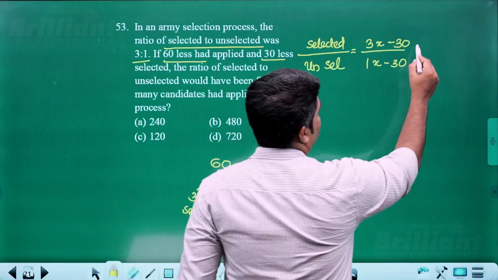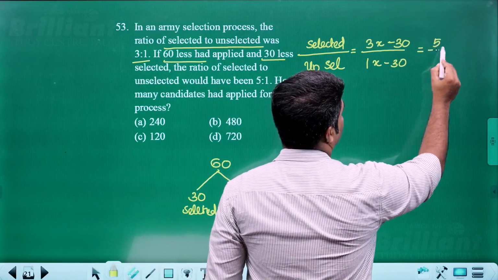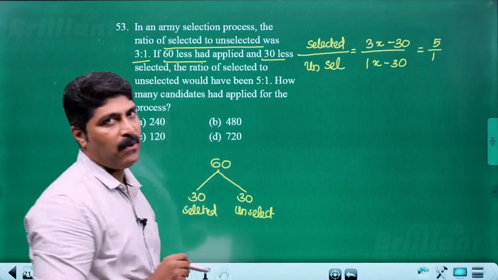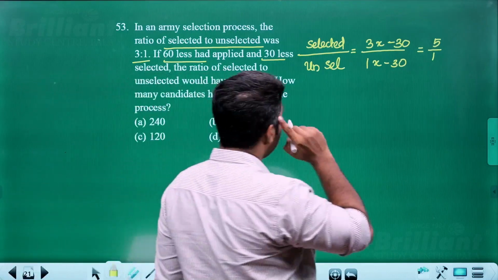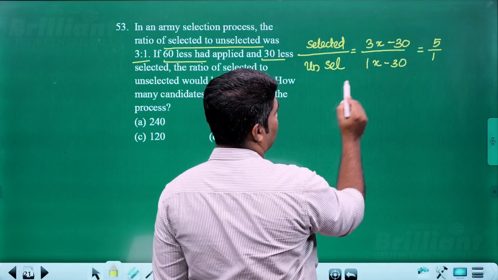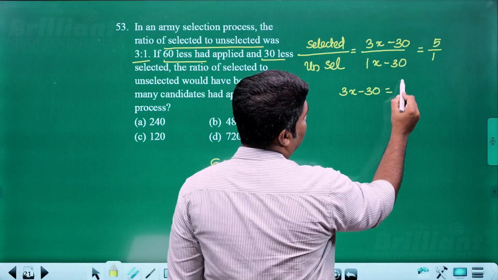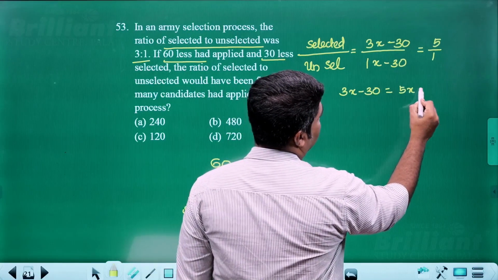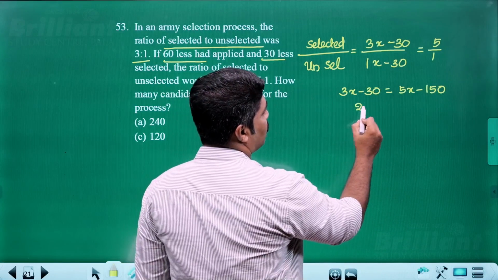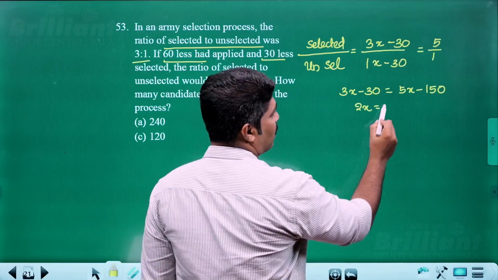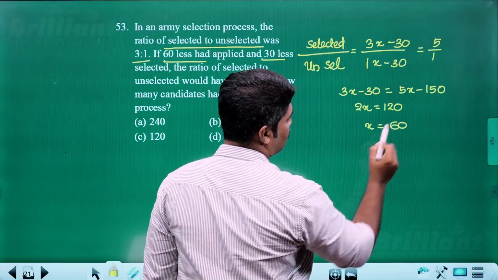What will happen to this ratio? This new ratio is 5:1. From this step, you can find the value of x. Just make the cross multiplication here. So this is 3x minus 30, which is equal to 5x minus 150. Therefore, 2x is equal to 120, hence x is equal to 60.